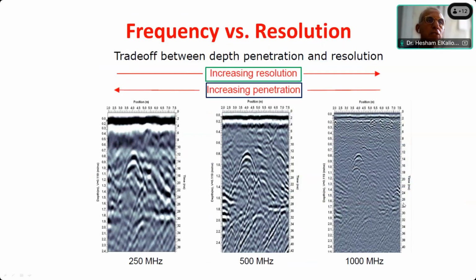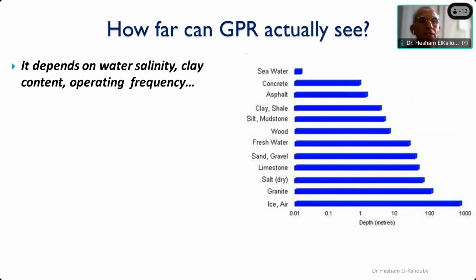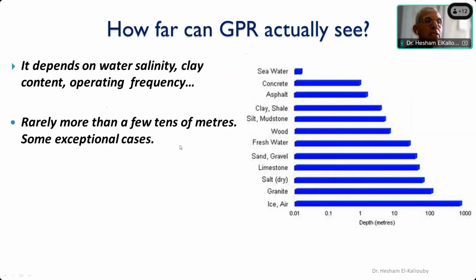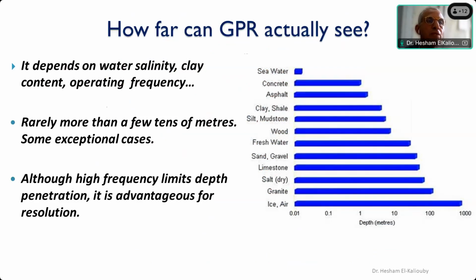So question, how far can GPR actually see? It depends on the water salinity, the clay content, and the frequency you are using. But these are examples from different earth materials. In general, it really cannot go beyond a few tens of meters, like 20 to 30 meters, except in some special cases like ice. Although high frequency limits the depth of penetration, it is useful if you would like to see with high details or high resolution.